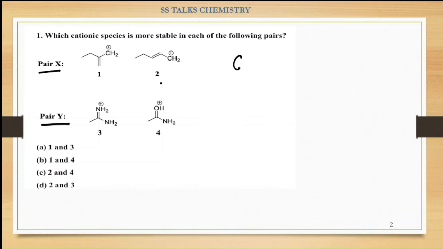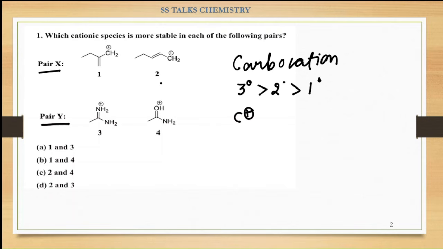Right. For carbocations, the stability order is that the tertiary carbocation is more stable than the secondary one, and then the primary one. The reason lies in the fact that in tertiary carbocations, the carbon on which the positive charge is present is further attached to 3 alkyl groups. This is my tertiary carbocation. Secondary means the carbon bearing the positive charge is attached to 2 carbon atoms. And primary means the carbon bearing the cationic charge is attached to one alkyl group.